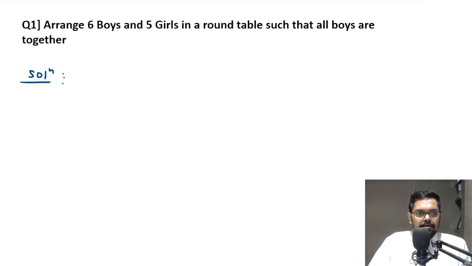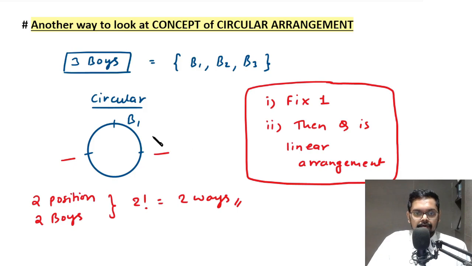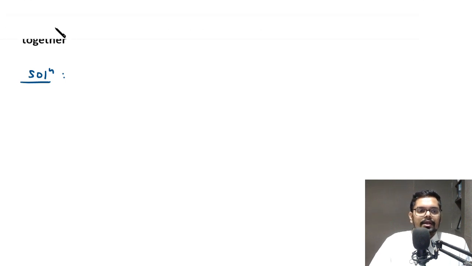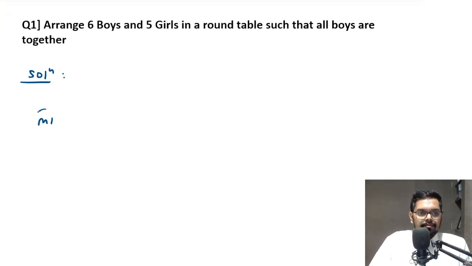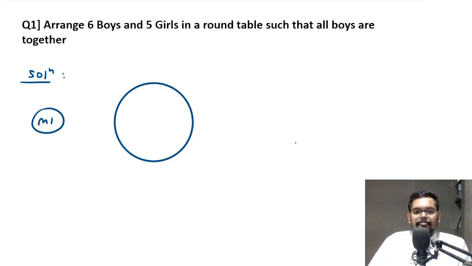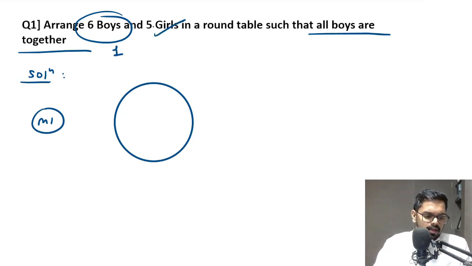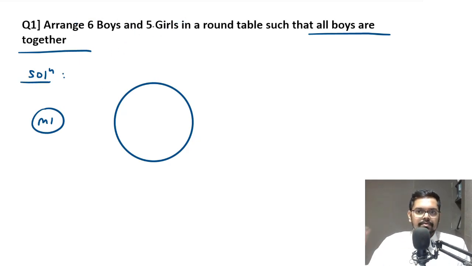So the first way is the visualize way: give a start to the circle and then it becomes a linear arrangement question, right? So this is my method 1. Let me draw a circle first. Then the constraint is that all boys are together, so the 6 boys should always be together. Treat them as one entity, so this is 1 player, and then we have 5 girls, 5 players, so in total 1 plus 5, 6 players we have.